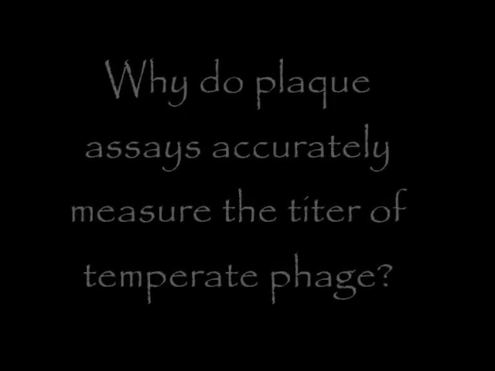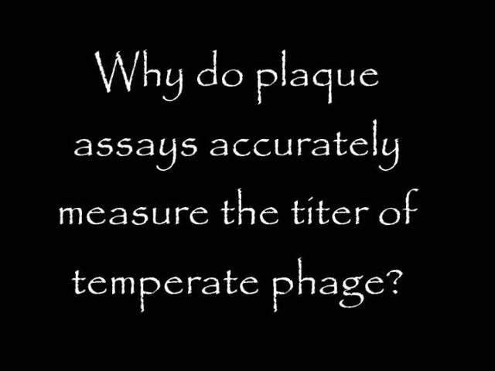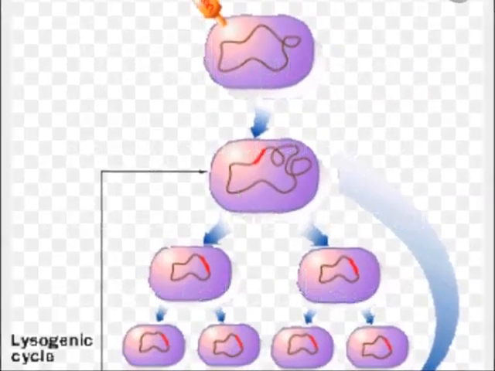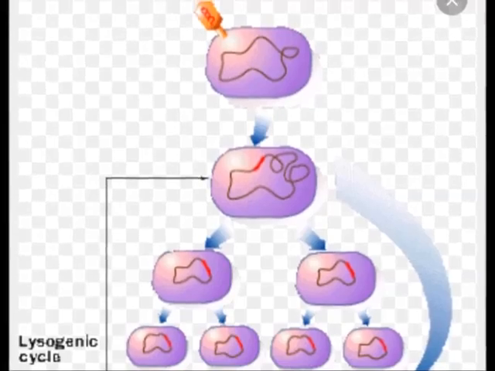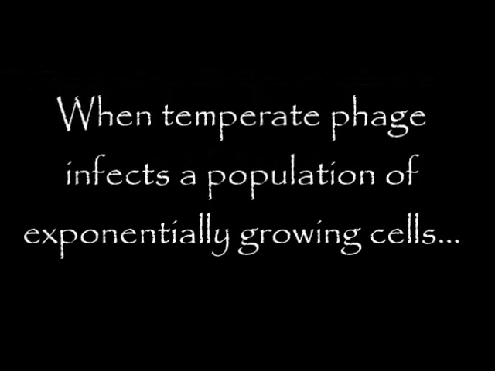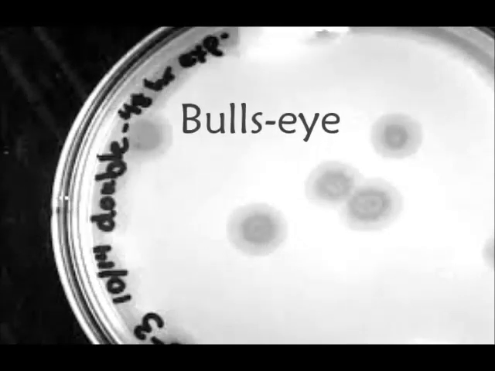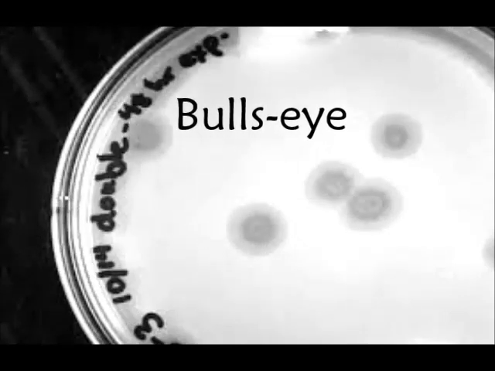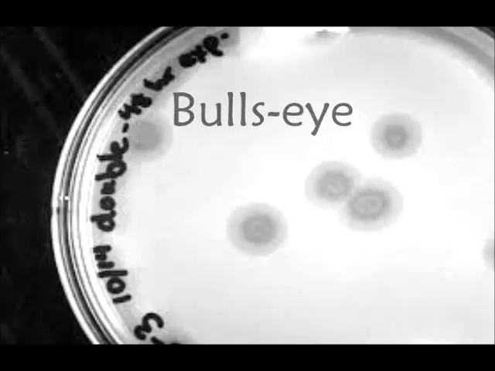Why do plaque assays accurately measure the titer of temperate phage? If a phage lysogenizes a host cell immediately upon infection, it would never form a plaque. Instead, when a temperate phage infects a population of exponentially growing cells, each phage produces a plaque with bullseye plaque morphology, a turbid center surrounded by a ring of clearing.